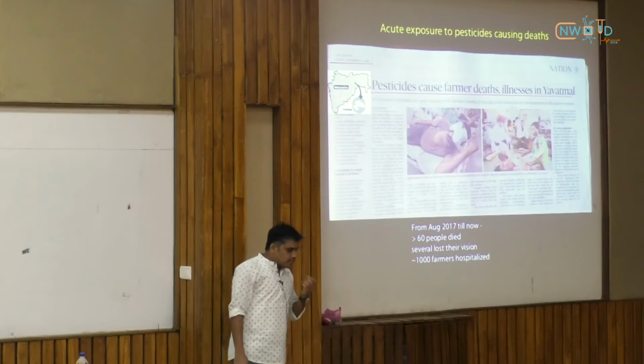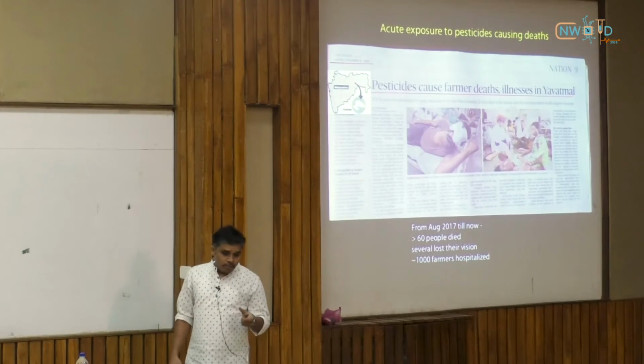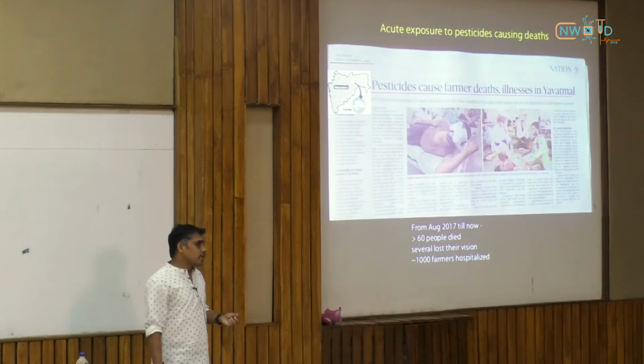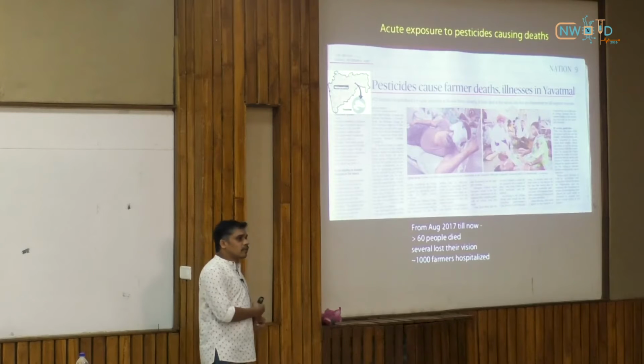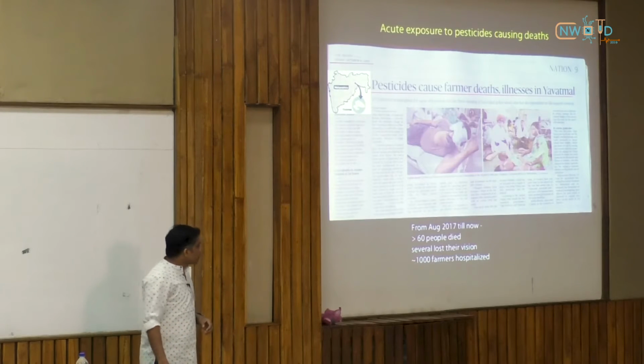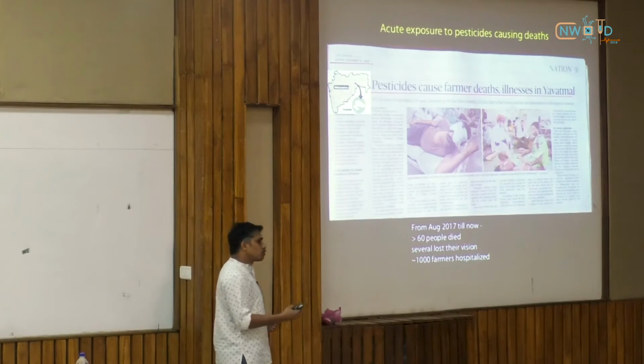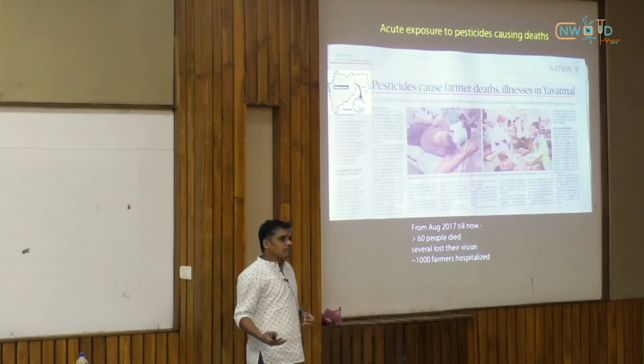Just to give an example, in a span of a few months in 2017, almost 60 people died and thousands of farmers were hospitalized in one district in Maharashtra, after being exposed to this pesticide during the spraying in cotton fields.